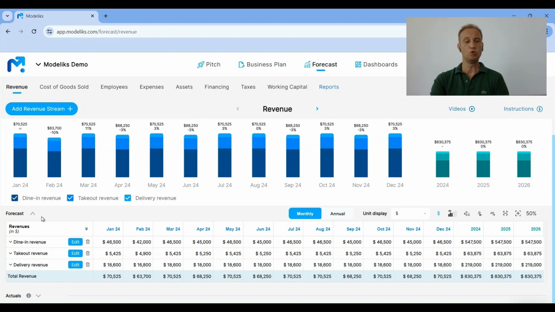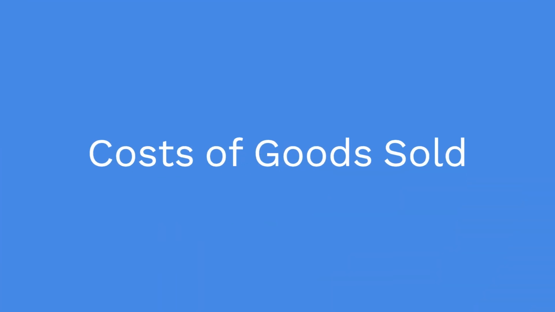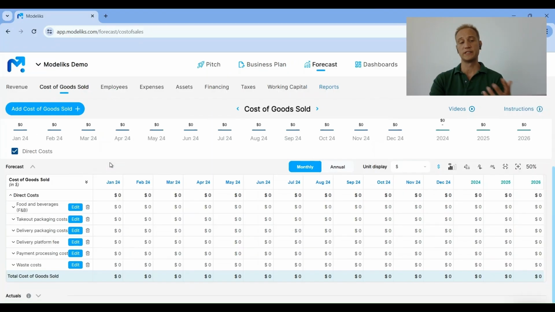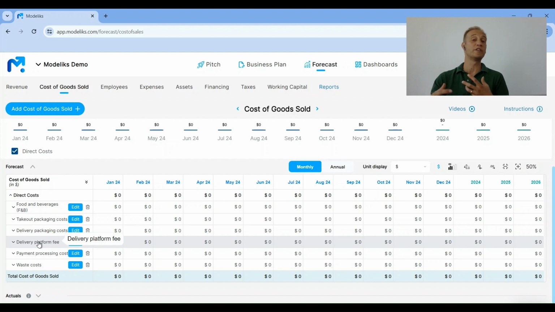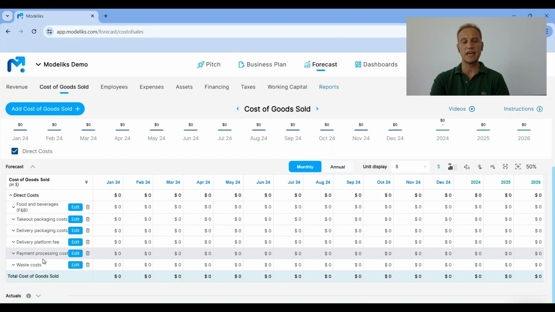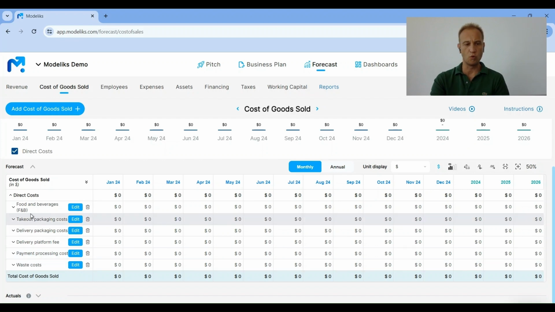Let's move on to cost of goods sold, or our direct costs. Now, there's several types of direct costs in a restaurant. There's the food and beverage cost, takeout packaging cost, delivery packaging cost, delivery platform fee if you're taking orders from different delivery platforms, payment processing cost, and waste cost. So let's go one by one.